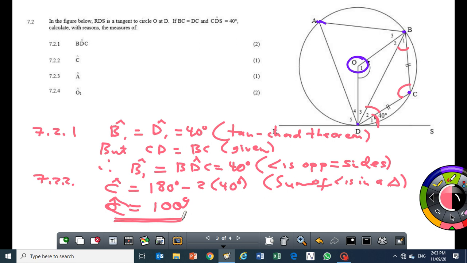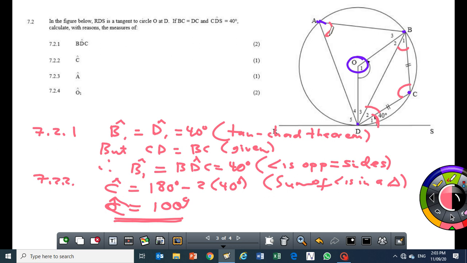Right, then 7.2.3, we want to get angle A. How can you get angle A? Say that A plus C is equal to 180. Why? Opposite angles of a cyclic quadrilateral.